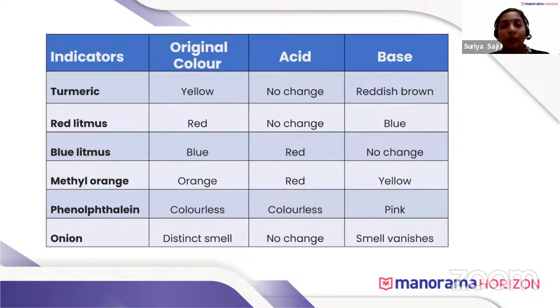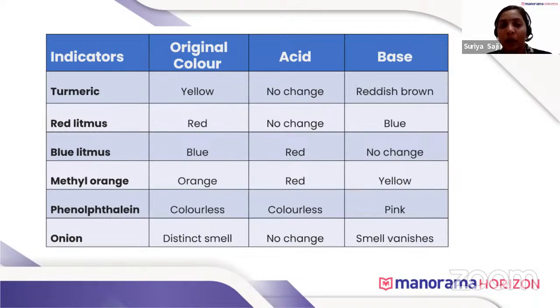Next, we will see how the indicators change in acids and bases. Turmeric: its original color is yellow. In acid, there is no change. In base, it will change to reddish brown. If some curry is spilled on our clothes, initially it will be yellow. After some time, if we add soap, it will become reddish brown. We have noticed this change, right? That is how an indicator works. The oil contains the turmeric, like when we add turmeric in curry. After we apply base, it will become reddish brown. This is the change that happens in turmeric.